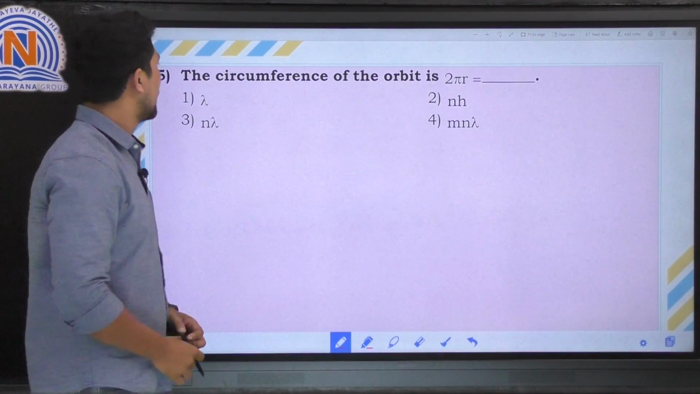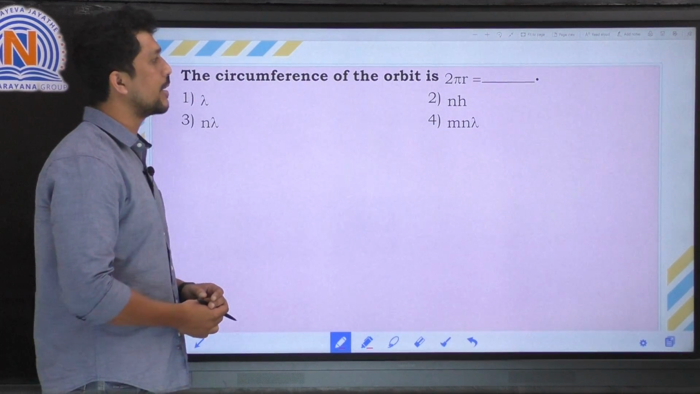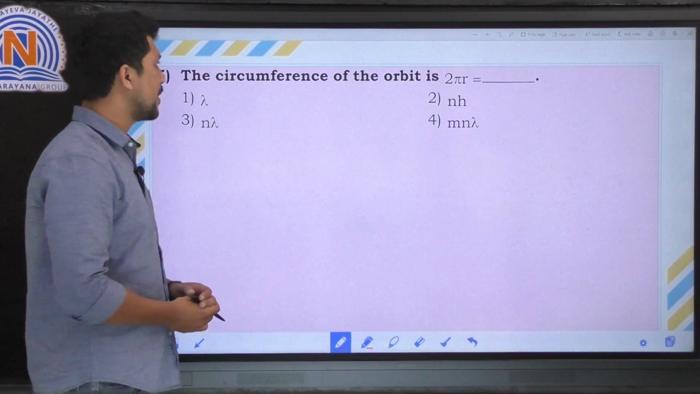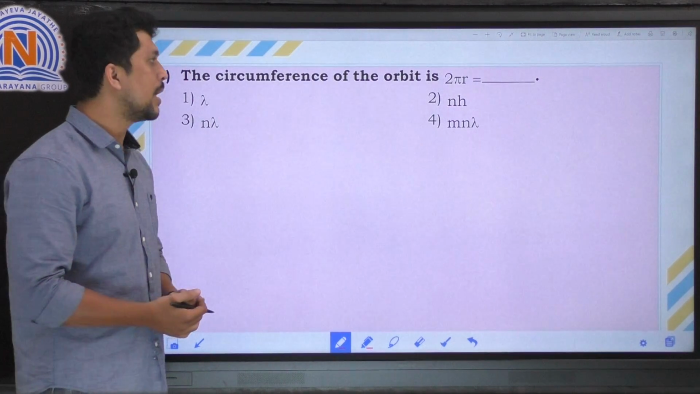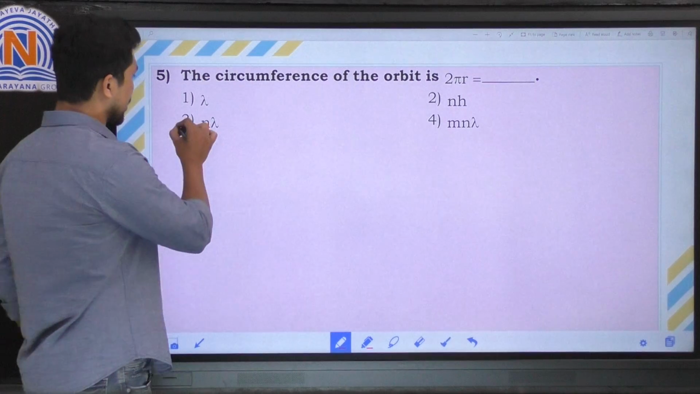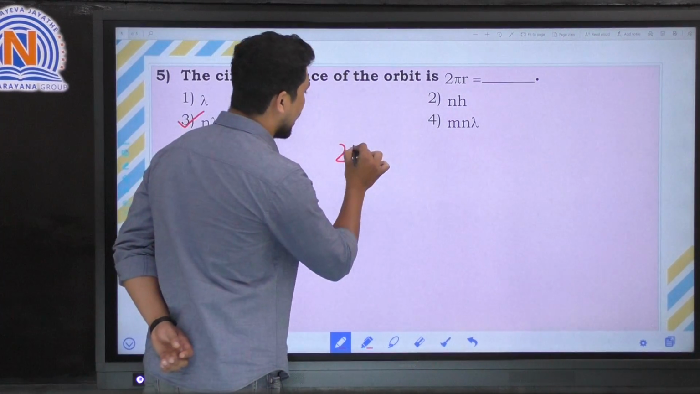Here the question, the circumference of the orbit, 2 pi r, equal to. The circumference of orbit 2 pi r is always equal to n lambda. So the correct option is third option. So 2 pi r equal to n lambda.